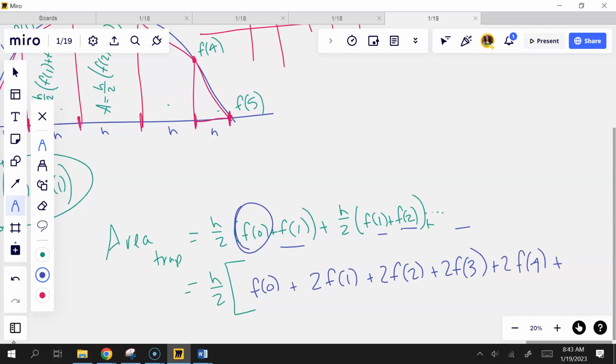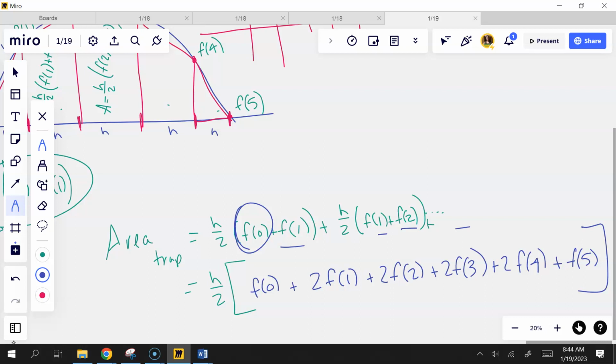But then for that last one, it doesn't share a side with anybody, so it's just going to be f of 5. Does that make sense? Do you see why we need 2 of them in there? Because they share that side, right? So if I go into B1 plus B2 every single time. All right, so essentially, that's your trap rule.